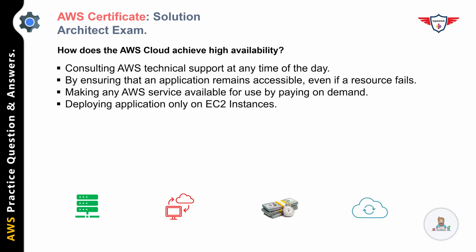High availability in AWS ensures that an application remains accessible even if a resource fails. High availability architecture is designed to have no single point of failure. So the correct answer is B.